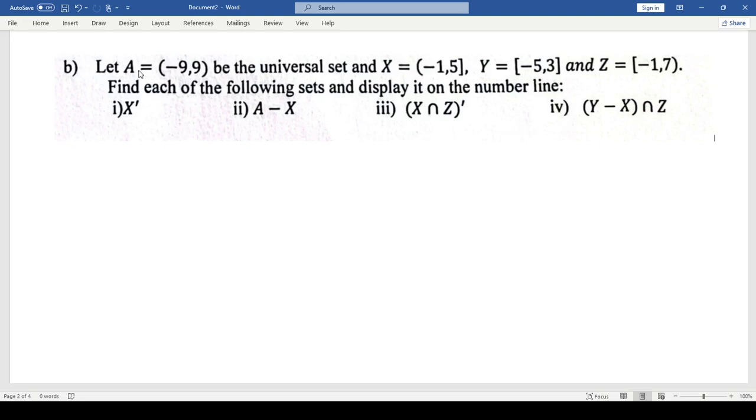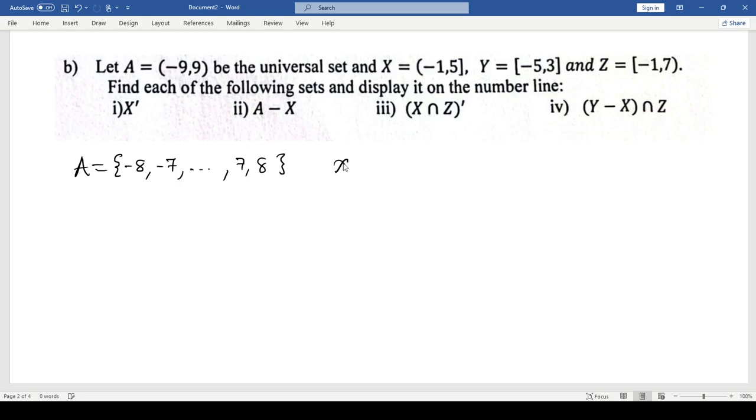So let's just go ahead and list everything that we have here before we get to solve the questions there. So A here. This bracket, the way it's written here, simply shows that -9 is not included in the universal set there. So meaning we start from -8, -7, all the way down to 8 this side. So we can just write 7 and 8 this side. So that is the universal set.